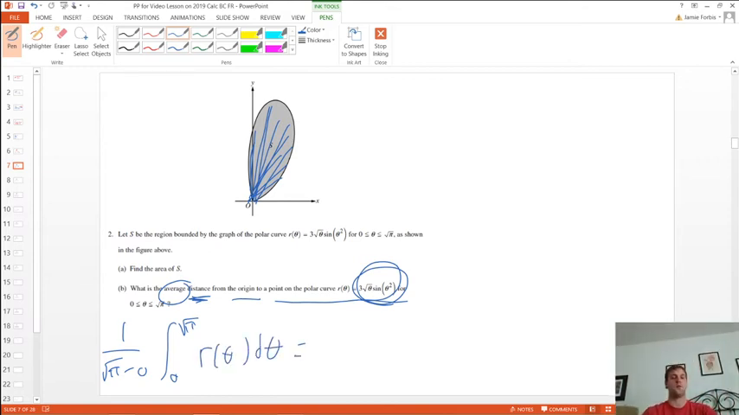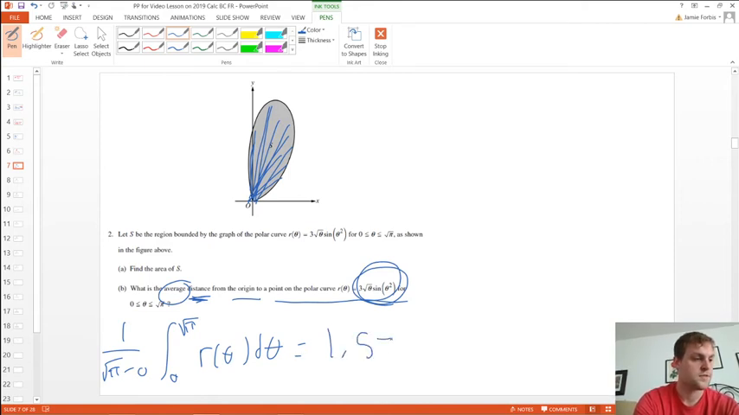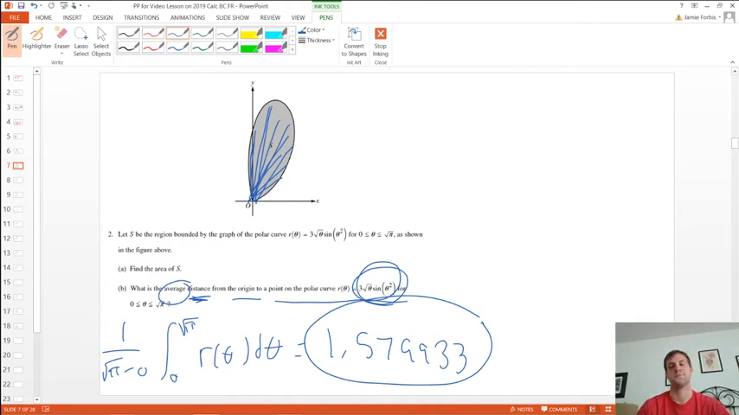That's it. That's all you had to do. Find the average value of my radius function. A radius, by definition, is the distance from the origin to a point on the polar curve. Okay. And in this case, I got, if I can find it on my paper, 1.579933 to be the average. Okay. A and B, if you know what it's asking, pretty self-explanatory. So I think A and B were pretty good.